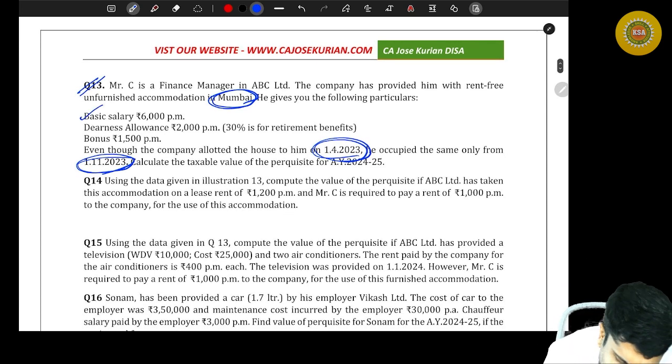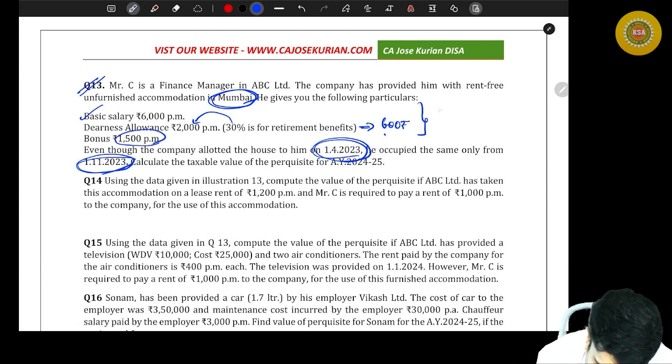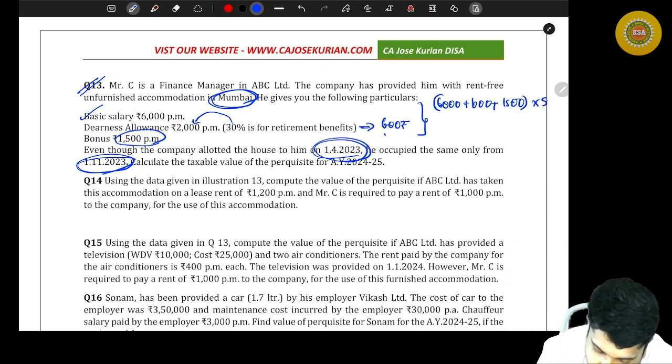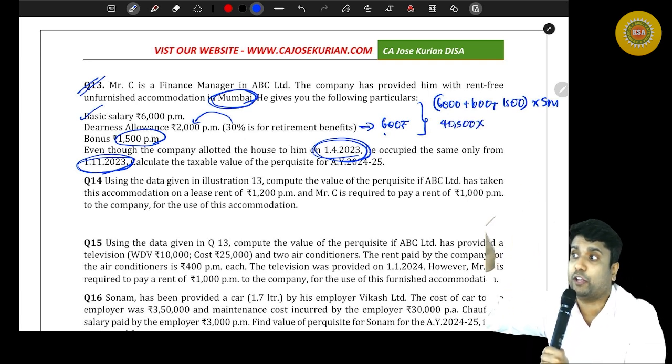So from November onwards, how much is the salary? Basic salary you have to consider. DA's 30% is for the retirement benefit. How much is 30% of 2,000? 600 rupees. Then bonus you have to consider 1,500. So how much will be the salary? 6,000 plus 600 plus 1,500 into November, December, January, February, March, 5 months. It will be 40,500 will be the salary.